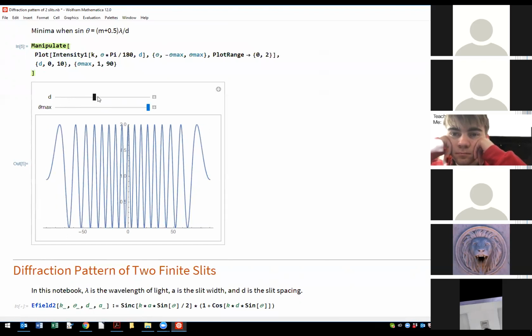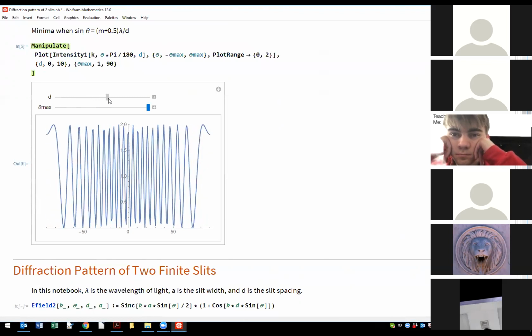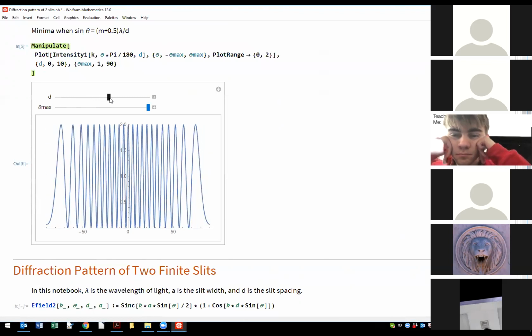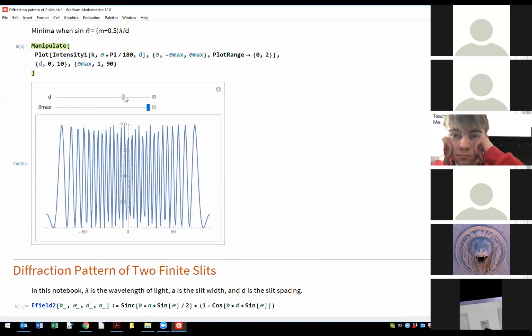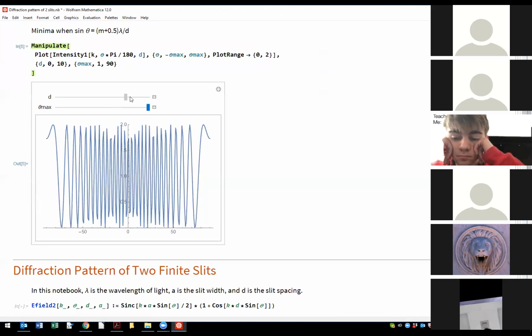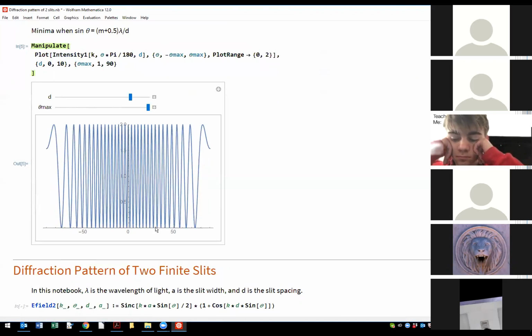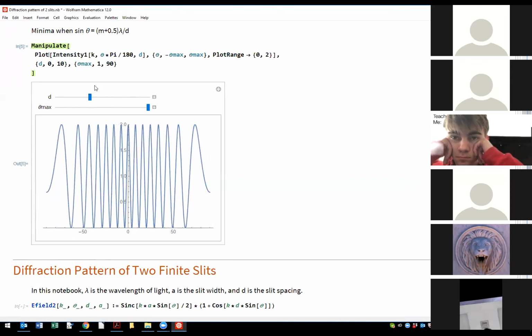But then I do this. All right, I start playing with spacing between the slits. And what we see is that the number of peaks on the detector, and the number of zeros on the detector, start to increase as we increase the slit spacing, because as we increase the slit spacing, we're increasing D.